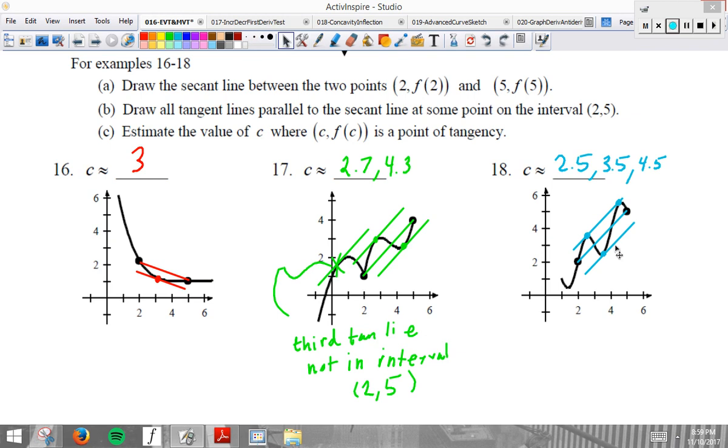Oh, I suppose I should notice this one down here would also intersect the graph and be tangent around there. But just like, for example, 17, this point of tangency is not in the interval. Okay? So we're going to make sure we throw out solutions that are not in the interval.